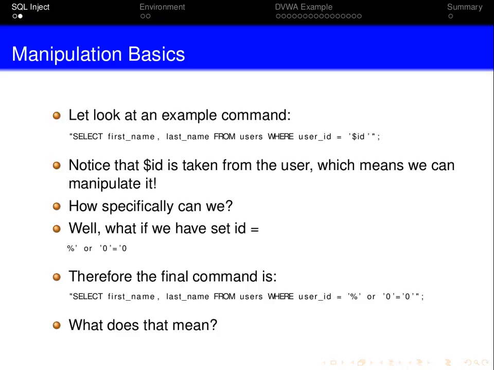Or 0 equals 0, which always happens, which means the where clause is basically always true. So we're going to get all the first and last names from the database. Was that the intended purpose of this? No, because they really just wanted you to put in one ID value and then be able to get the first and last name from one ID. But now you can actually query all of them.